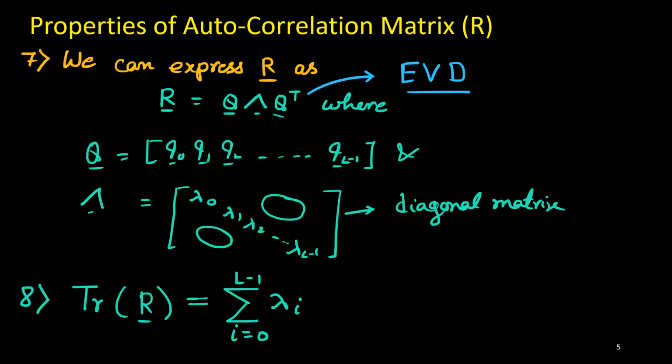The seventh one, the most important, is the eigenvalue decomposition. We can decompose R as the product of Q, capital lambda, and Q transpose. Already we have defined Q, and capital lambda is the diagonal matrix containing the eigenvalues of the corresponding eigenvectors: lambda 0, lambda 1, lambda 2, up to lambda L minus 1. And the last property we have discussed is that the trace of R equals the sum of all eigenvalues.